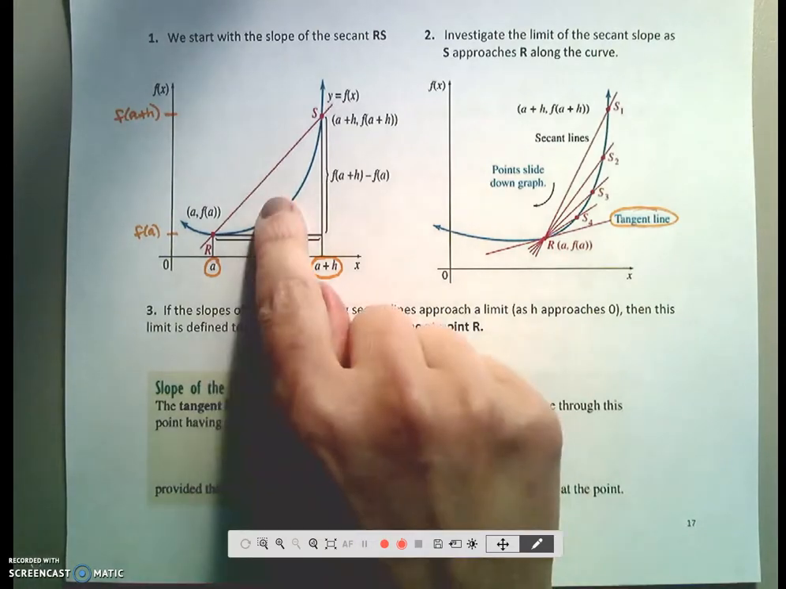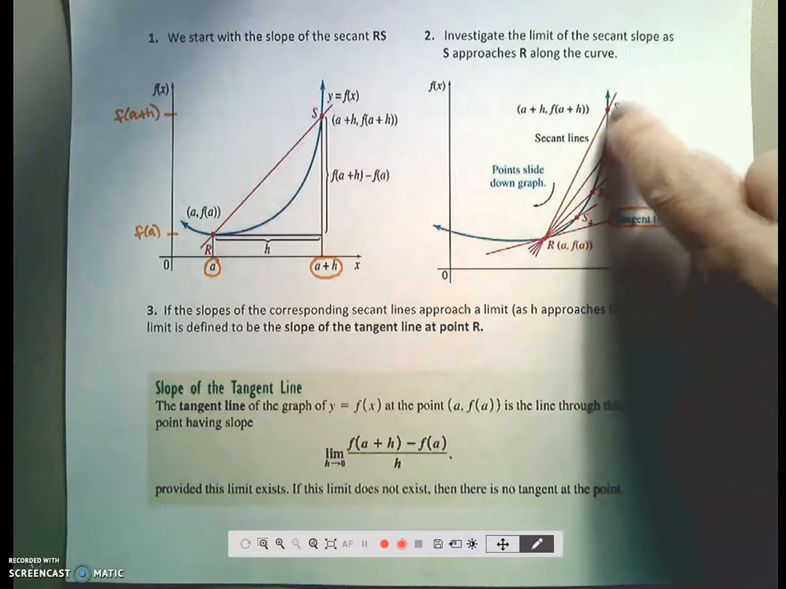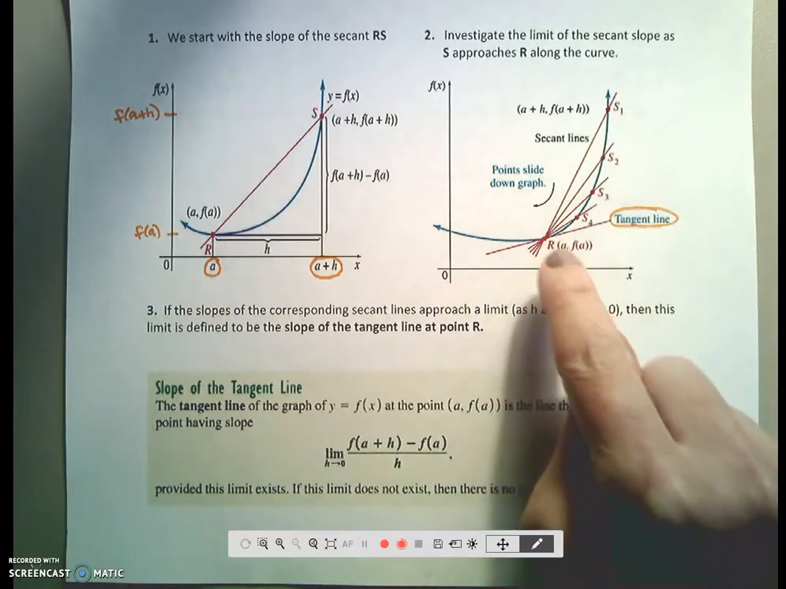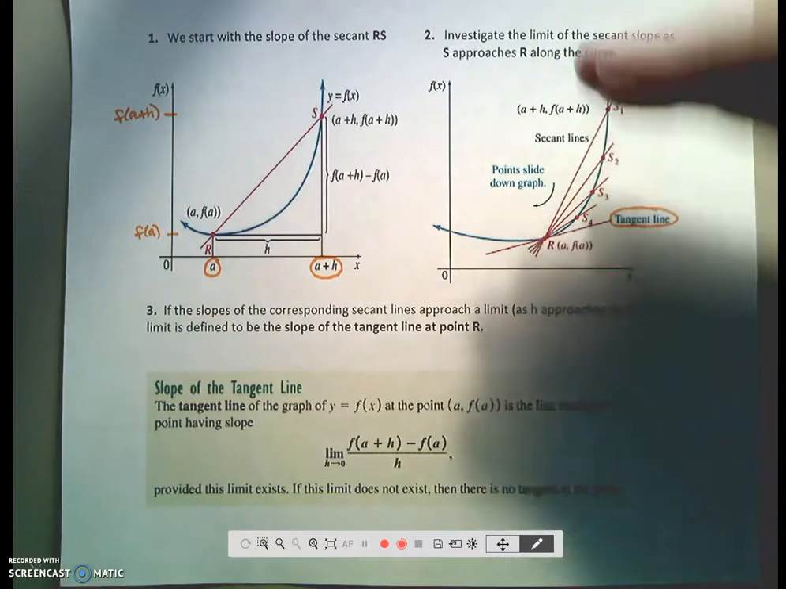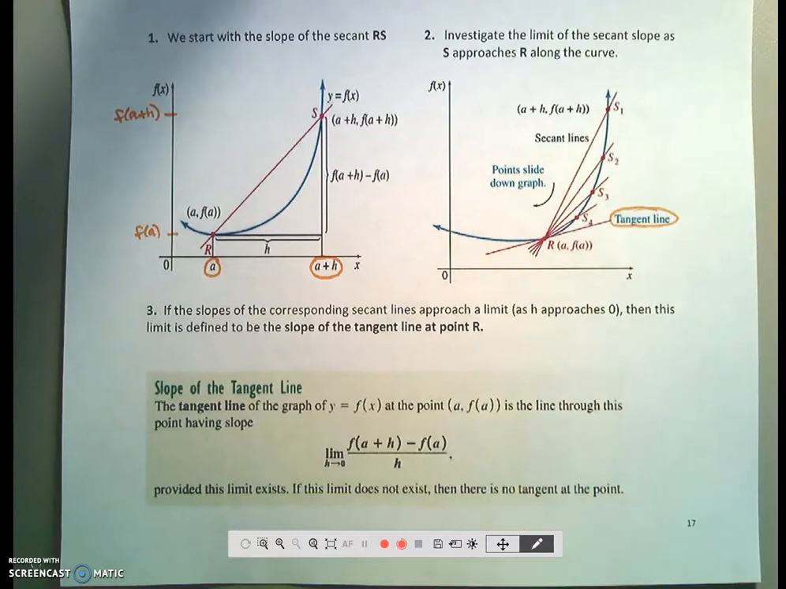So this would be average velocity, and these would be all average velocities leading up to an instantaneous velocity. It's like they slide down and then they hit that tangent line. You can find applets of this online. If you were to Google secant line approaching tangent line, you can see some animations of this.